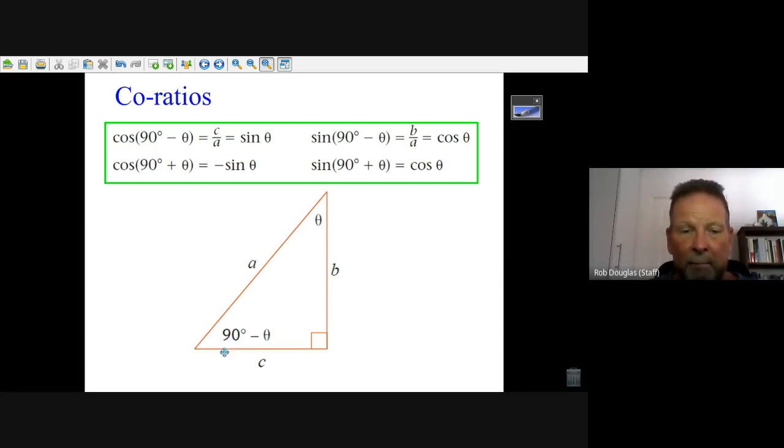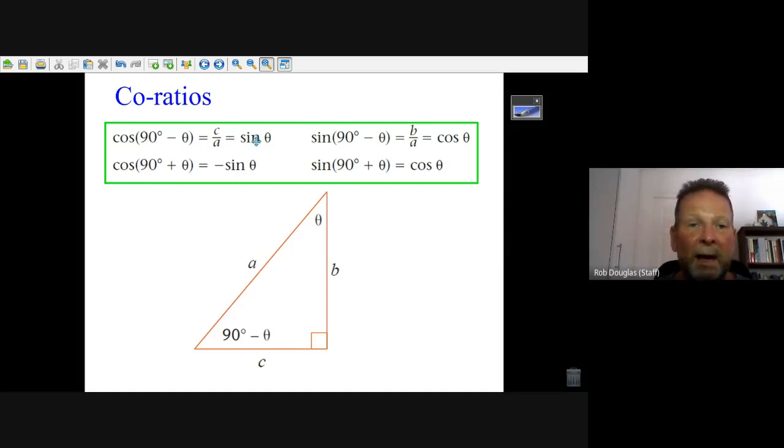If this side was C and that side was A, it would be C over A. But hang on a sec. The cosine of 90 minus theta is C over the hypotenuse, which is A. But that's exactly the same as the sine of this angle, where the sine of theta is C over A. So the cosine of 90 minus an angle is just equal to the sine.